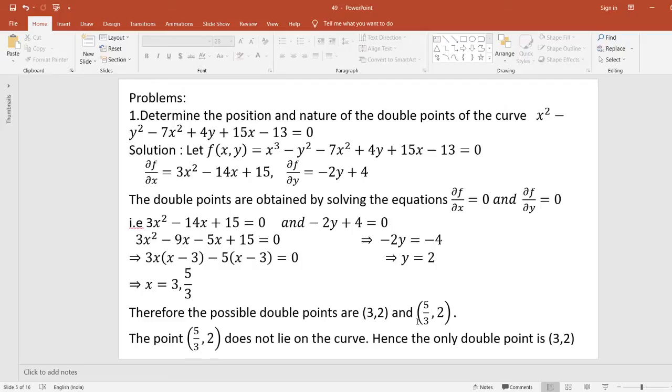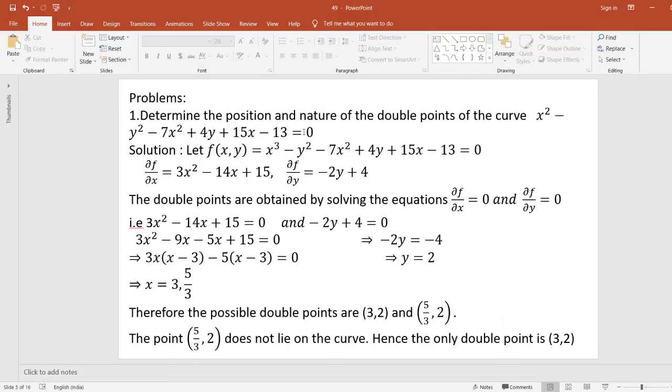If we want to know the double point of the curve, these 2 points should satisfy the given equation f of x comma y is equal to 0. The point 3 comma 2 satisfies the given equation, and the point 5 by 3 comma 2 does not satisfy the given curve. Therefore, it's not a double point. But 3 comma 2 is a double point. So we have found the position of the double point.